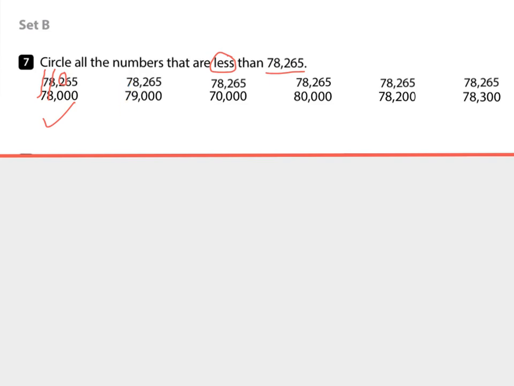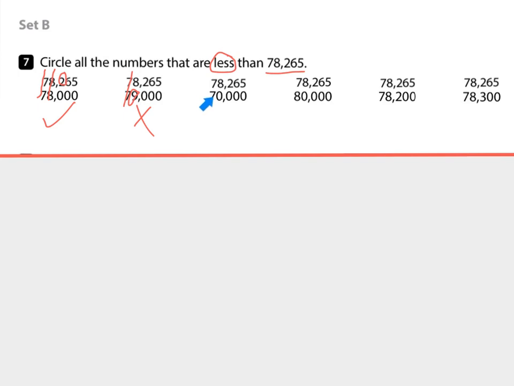We can see that the 10,000s place are the same, so cross those out. And then we look at the thousands place, and we can see that the 9 is larger than the 8 in the thousands place. So 79,000 is greater than 78,265. So that will not work. Move on to the next one.